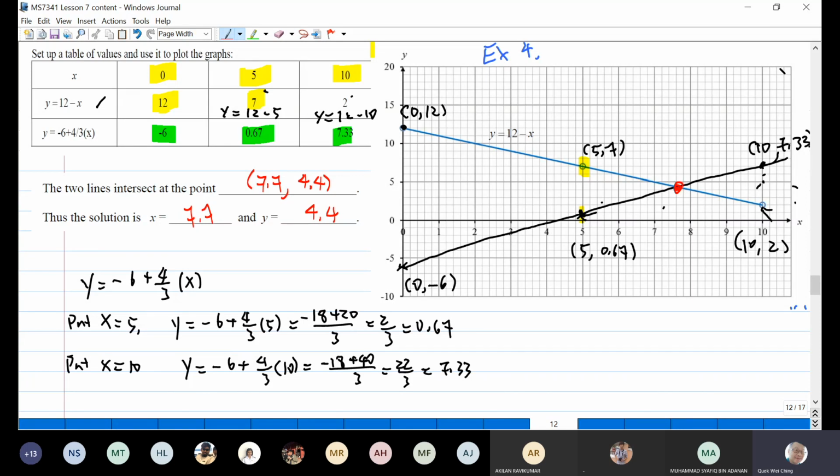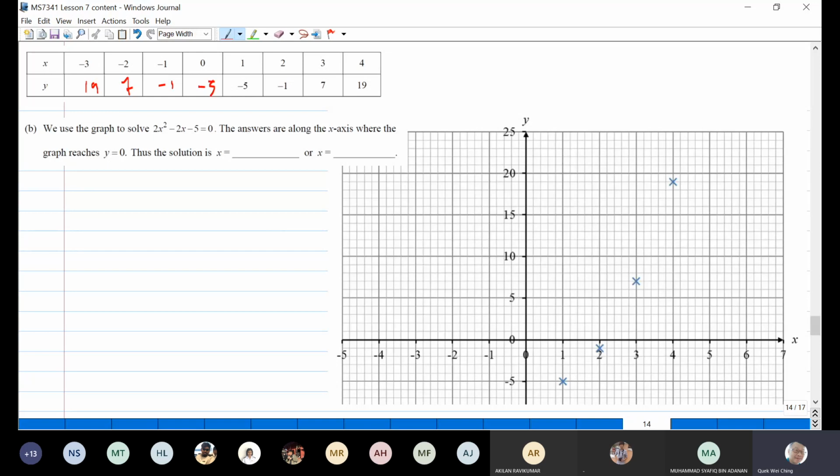Going to the last example already. This is for two straight lines. Each equation was a straight line. Convert them to y equals mx plus c, and then form a table. You get at least three points to confirm that you have a straight line. This one will be another question already.